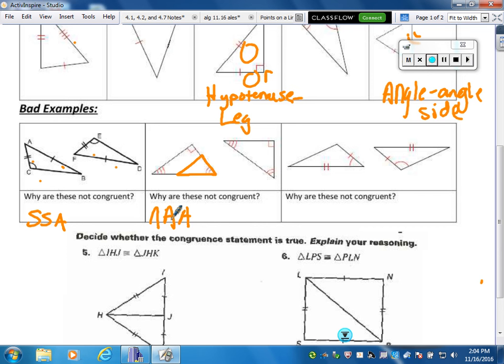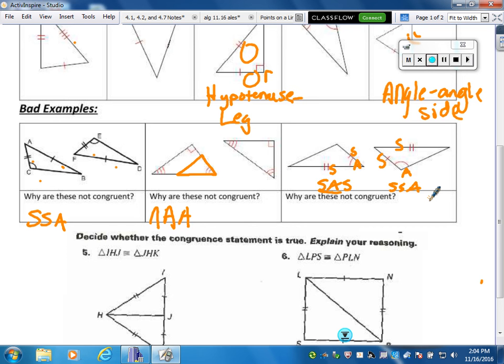Alright, now this one doesn't have a special name. Let's see what they gave me. They gave me a side, the very next angle, and then another side. But over here, they told me a side, the very next side, and then an angle after the side. So this one went side, angle, side. This one went side, side, angle. So those aren't in the same order, so that can't be congruent.